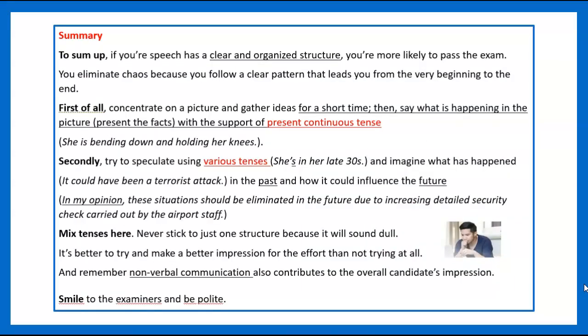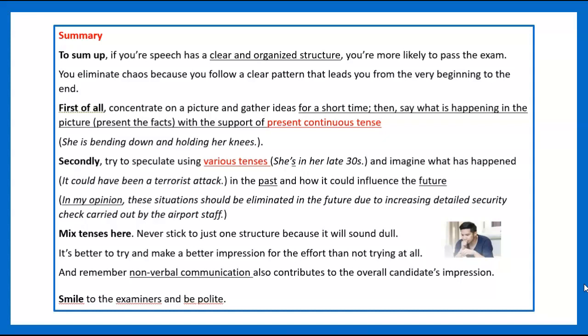So here's a final summary to sum up what we've been through together. Your speech has to have a clear and organized structure, and in that case, you're more likely to pass the exam. Please eliminate chaos. You need to follow a clear pattern that leads you from the very beginning to the end. First of all, concentrate on a picture and gather ideas for a short time. Then say what is happening in the picture. Present the facts with the support of the present continuous tense. For example, she's bending down and holding her knees.